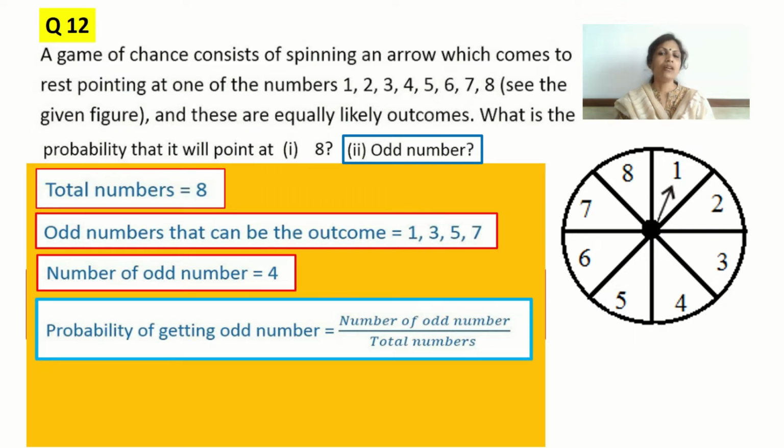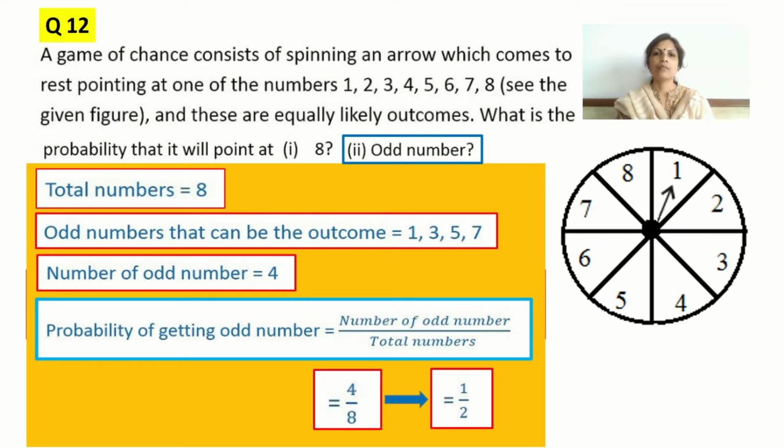So probability of getting an odd number is equal to total number of odd numbers which are there on the wheel divided by numbers which are present on the wheel. So odd numbers are 4, total numbers on the wheel are 8. So our probability is 4 upon 8. We can reduce it to lower term and your answer is 1 upon 2. So probability of getting an odd number is equal to 1 by 2.